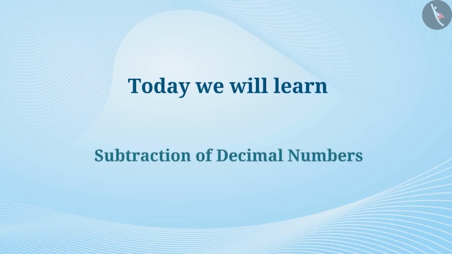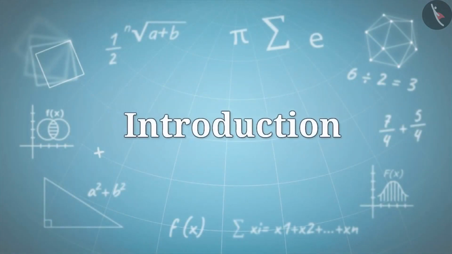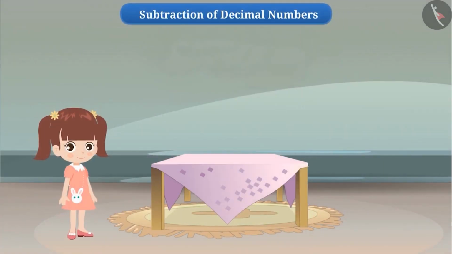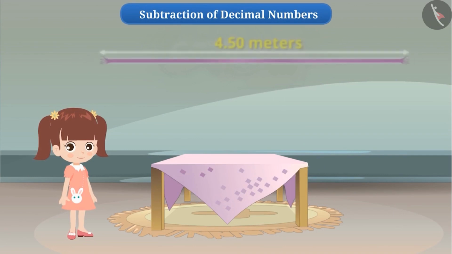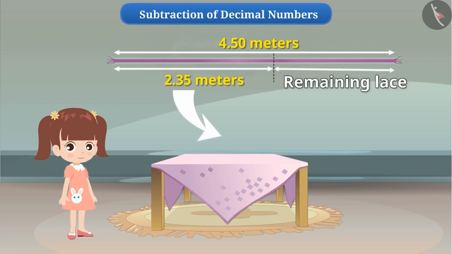Today, we will learn subtraction of decimal numbers. Shelley wants to cover 4 sides of the tablecloth with a lace. Shelley has 4.5 meters length of lace. She used 2.35 meters of lace to cover the tablecloth. What is the length of the remaining lace with her?